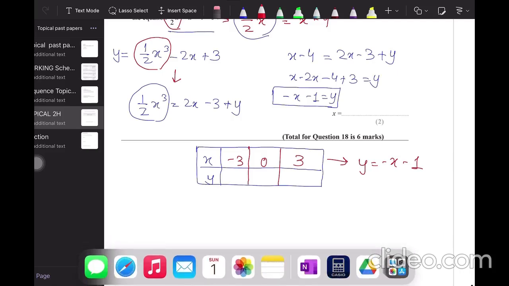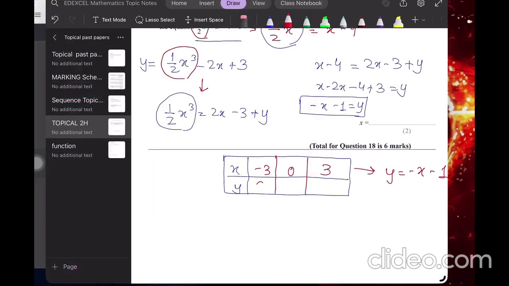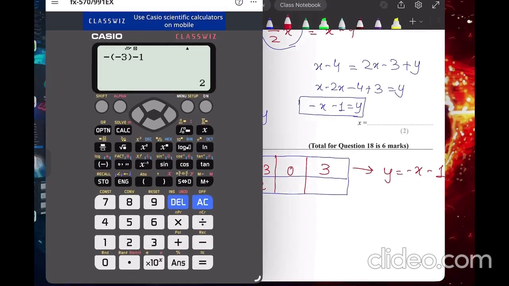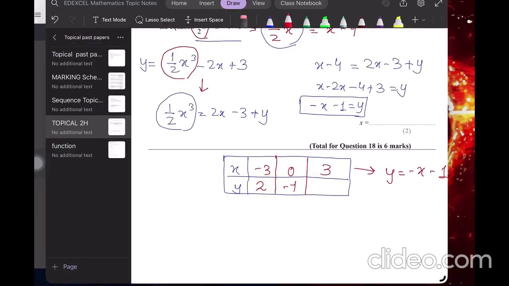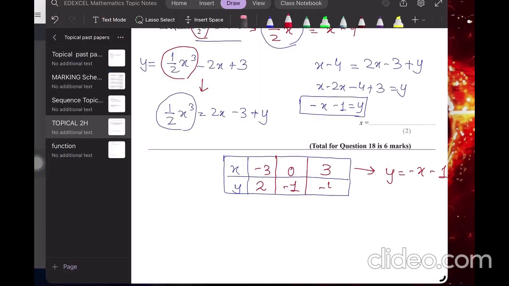Let me open it. So my function is minus x minus 1. For the first value, x is minus 3, so minus x is 3, then minus 1, so the answer is 2. Next I place 0 in the same function, and my answer is negative 1. And then I place positive 3, and I get my answer negative 4. So these are the coordinates I need to plot.